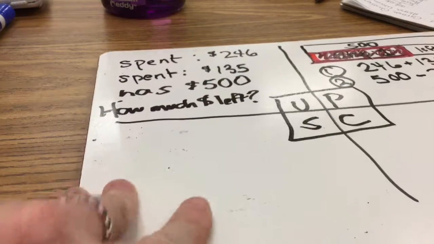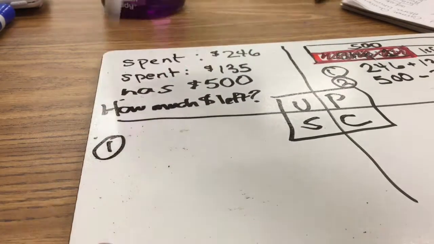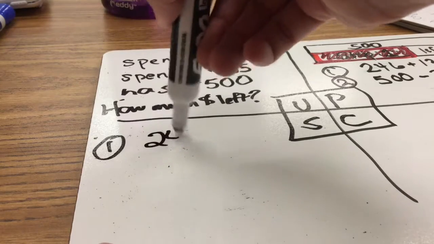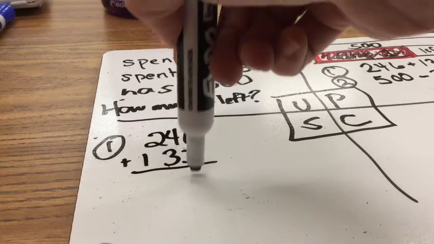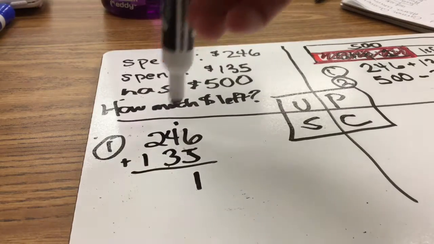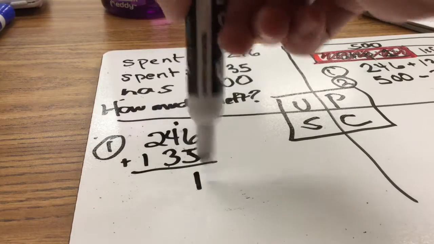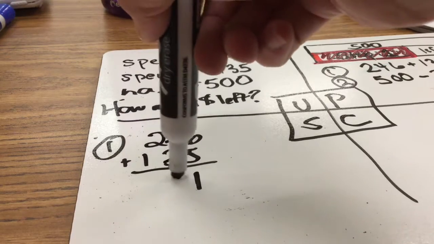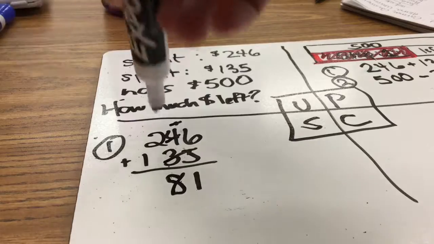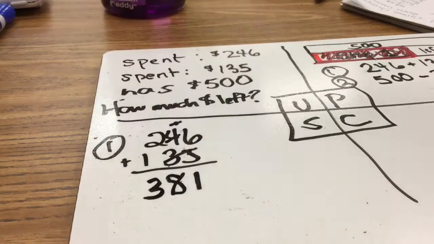All right, so here we go. Number 1, 246 plus 135 to figure out how much money has he spent so far. So 6 and 5 is 11, 1 and 3 is 4, plus 4 more gives me a double is 8. 2 and 1 is 3.